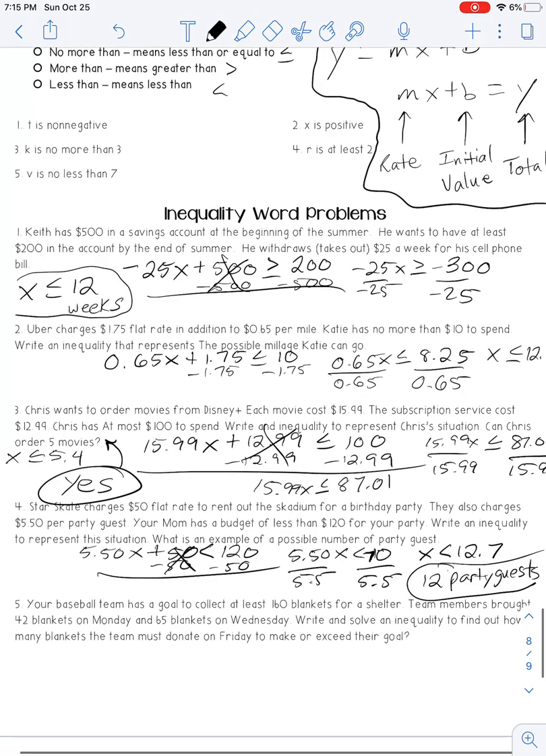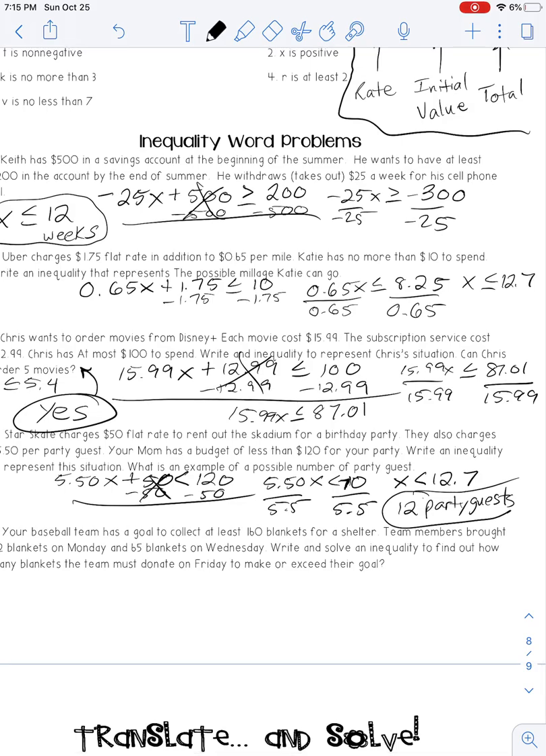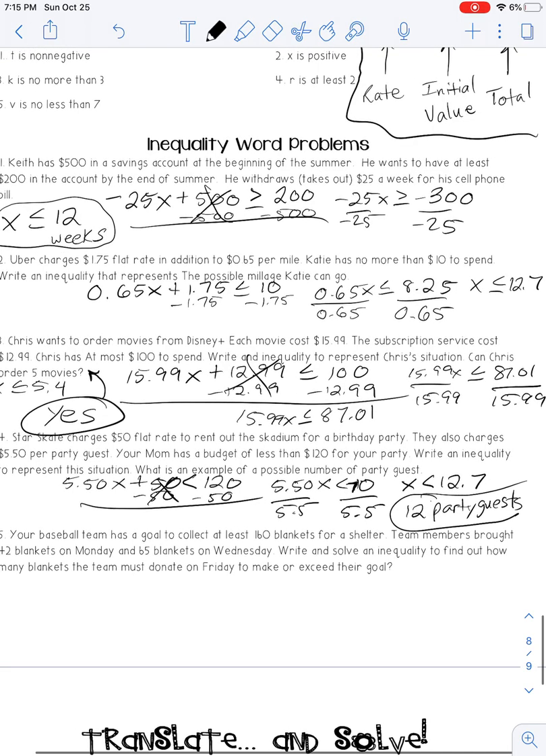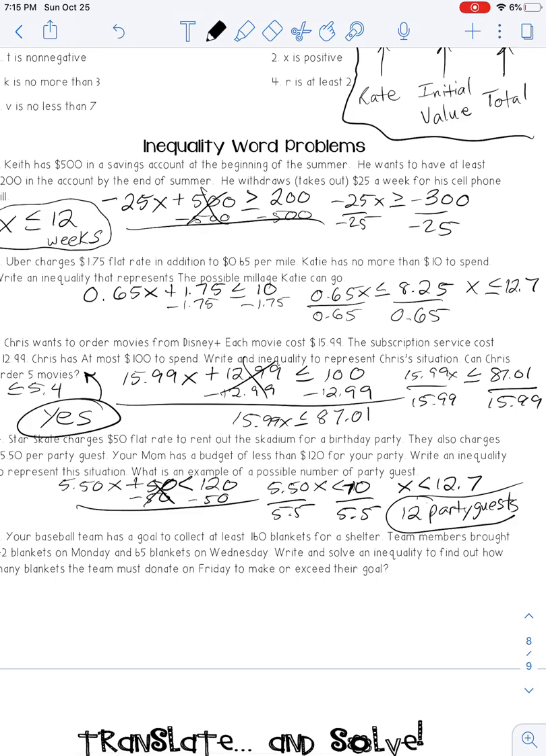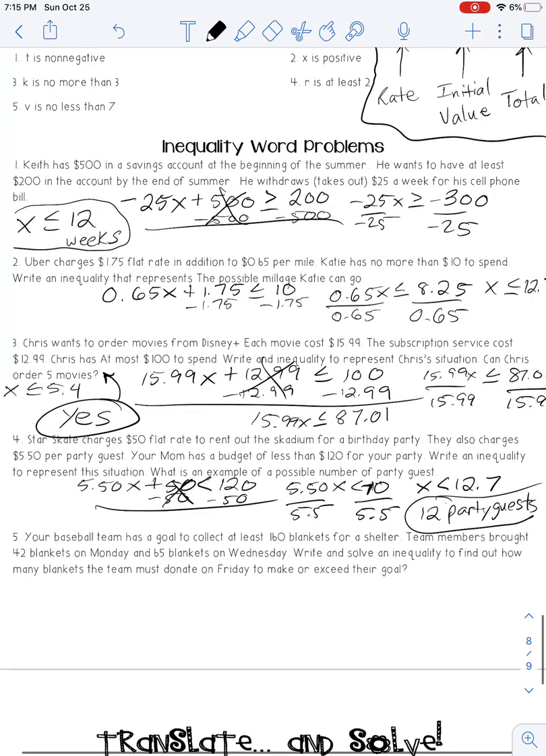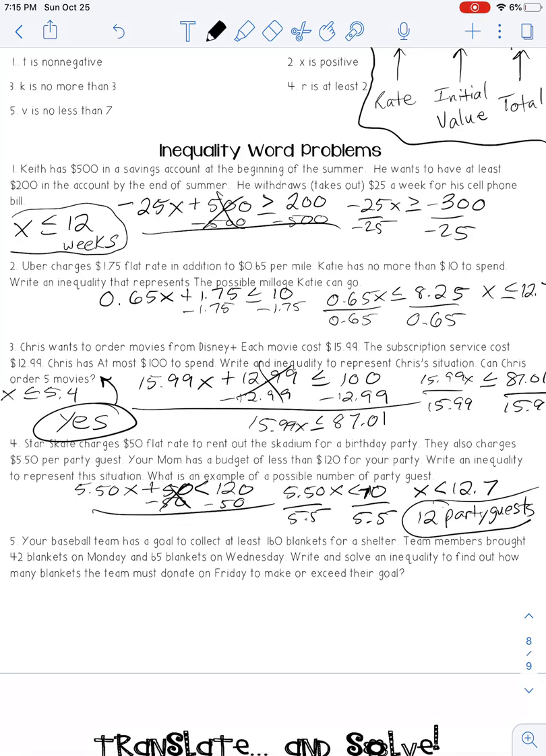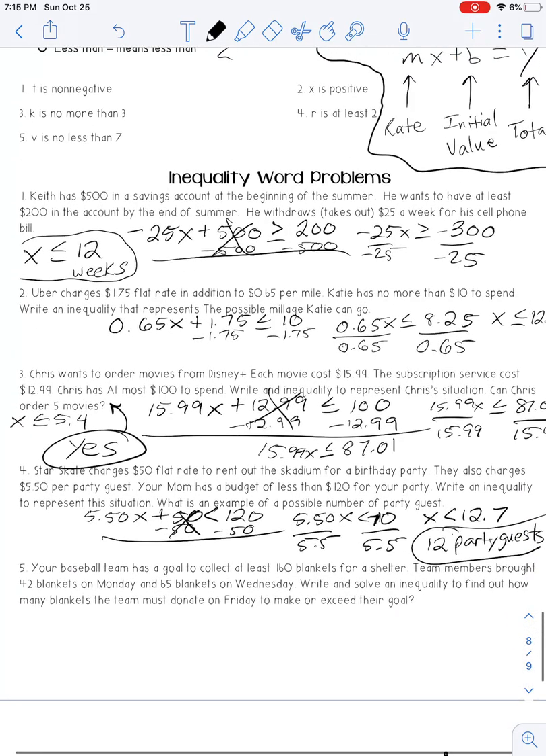All right, number 5. This one's a little bit different. You don't actually have a rate in this one. So right here it says your baseball team has a goal to collect at least 160 blankets for a shelter. Team members brought 42 blankets on Monday, 65 blankets on Wednesday. Write and solve an inequality to find out how many blankets the team must donate on Friday to meet or exceed their goal. All right? So your baseball team has to collect at least, okay, so that's obviously going to be greater than or equal to 160. So that's the total right there, 160.